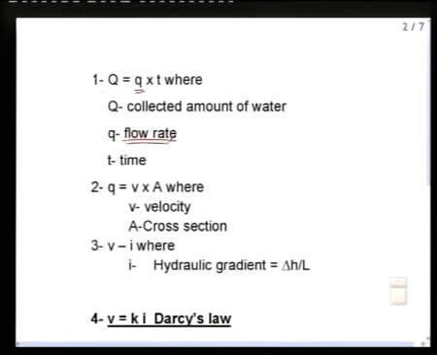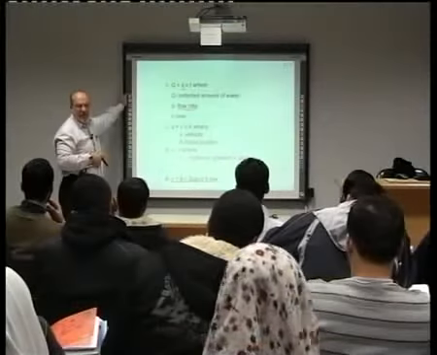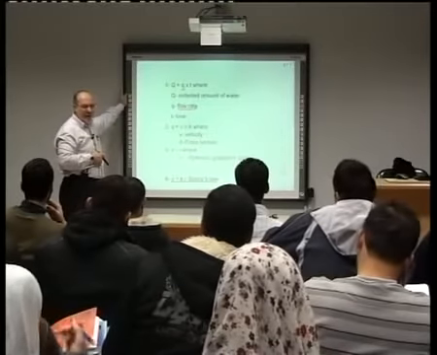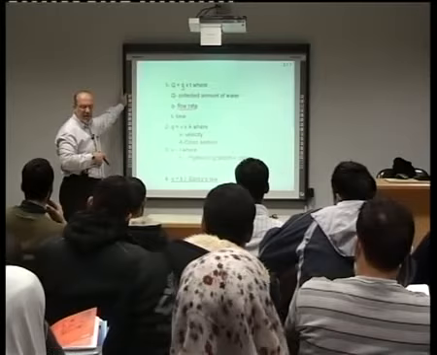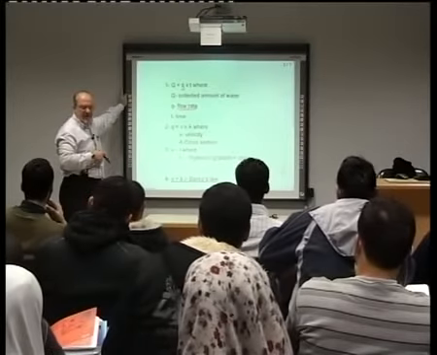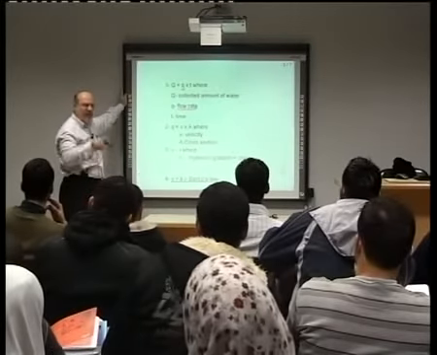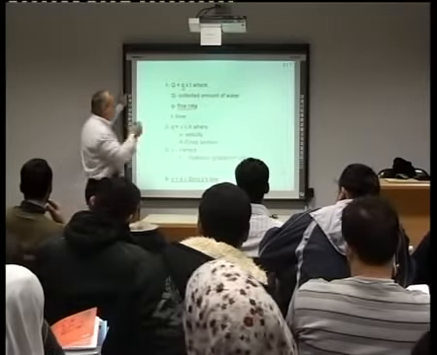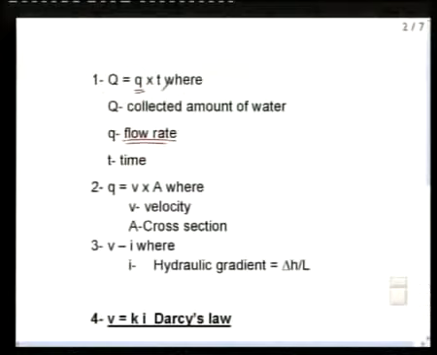right? In 10 minutes, I will collect more than what I can collect in 5 minutes, right? So time is a factor. And the flow rate is a factor also, because if I am pumping with a flow rate of, for example, 10 meters per minute, it's not like pumping with a speed of 20 meters per minute, right? So q and t. So flow rate multiplied by time.